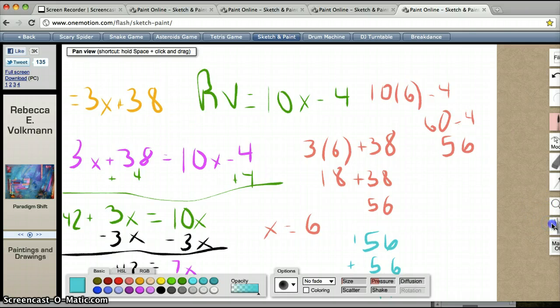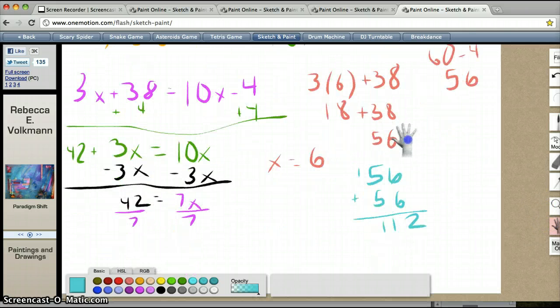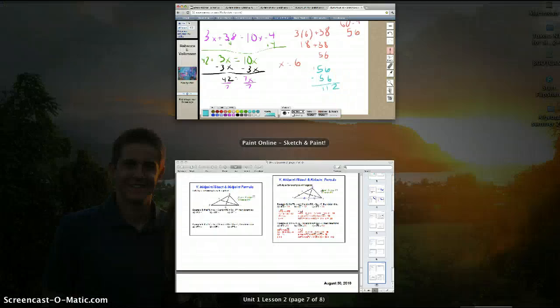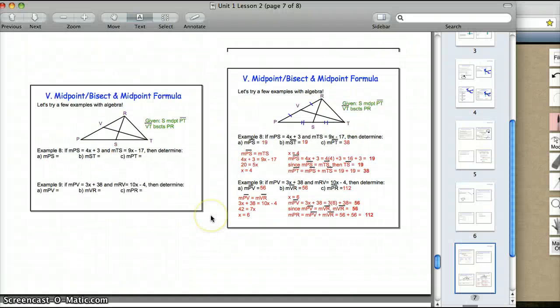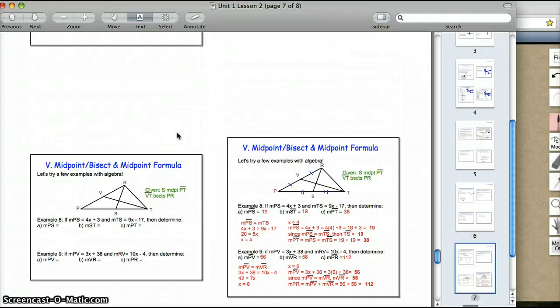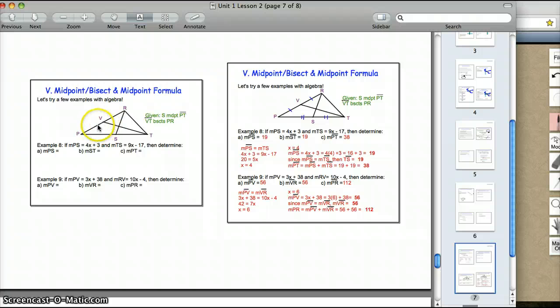And then lastly, it asks us what the entire line equals. So I went ahead and did 56 plus 56 is 112. And that is how we do our midpoint formula, and we find the midpoint between 2 points on a line when we can't just count the spaces. And that's also how we find what each line equals when another line bisects a different line.